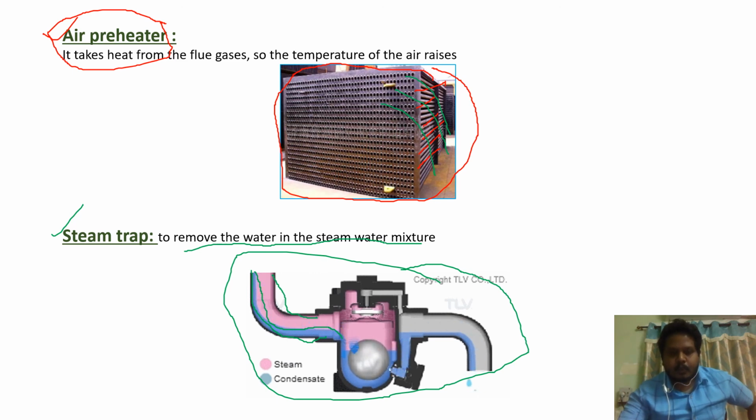Okay, to prevent that, there is a ball here. It will control the condensate and push it downward so that the steam will flow smoothly inside the tubes. This is the use of the steam trap.